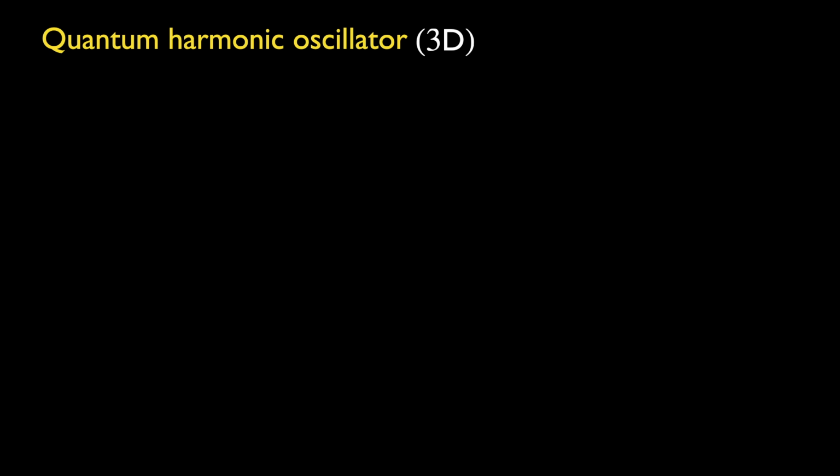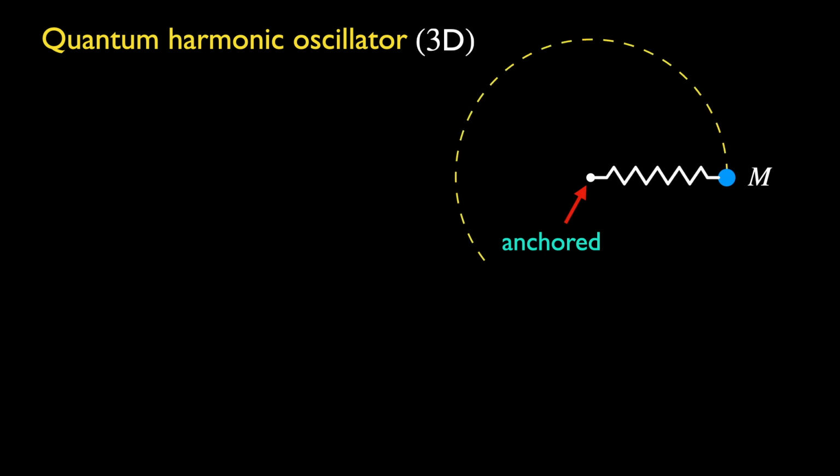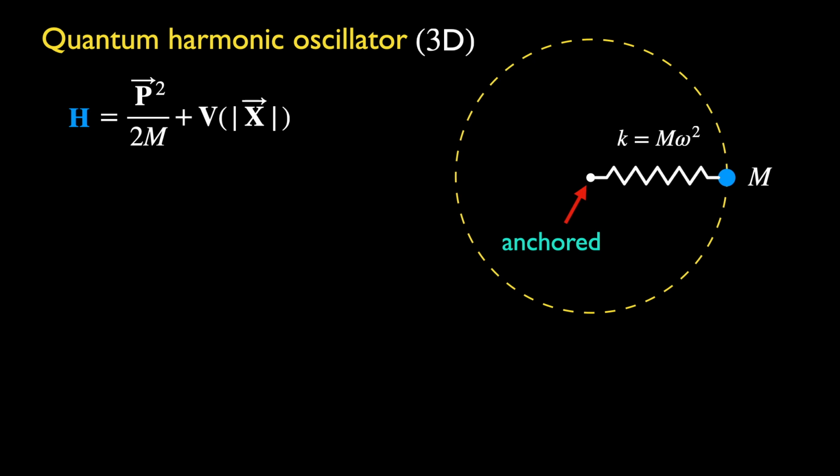In this model, a mass m is anchored to a point by a spring, but is otherwise free to move in three-dimensional space. The spring constant k can be written as m times omega squared, where omega is a new parameter to replace k. This choice of symbol is deliberate, as omega will turn out to be the angular frequency of the oscillation. The Hamiltonian of this system is familiar from classical mechanics, with the potential given by.